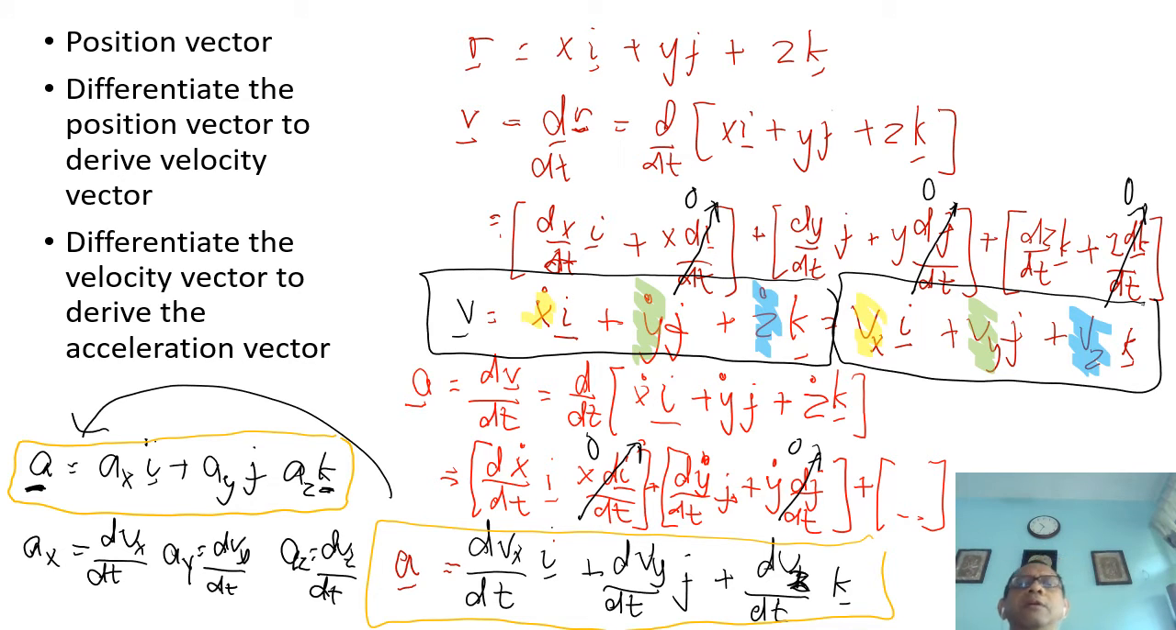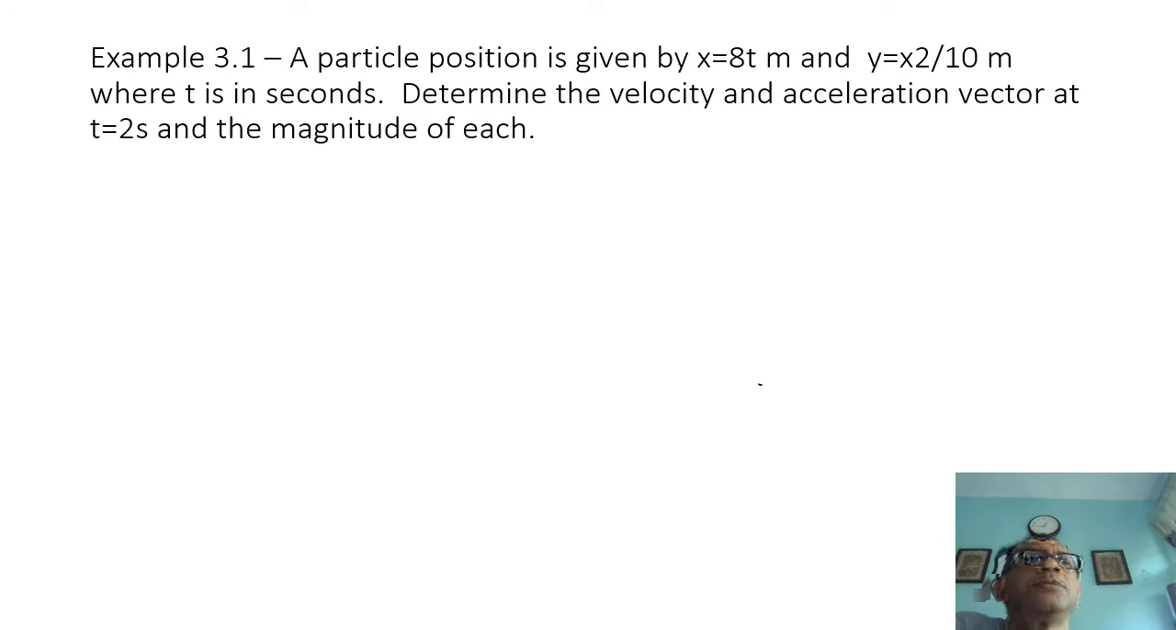So I think it's quite straightforward for you to follow that kind of argument. This is example 3.1, where the position of a particle is given as x equals 8t m and y equals x squared over 10 m, where t is in seconds. This is x squared, not x2.